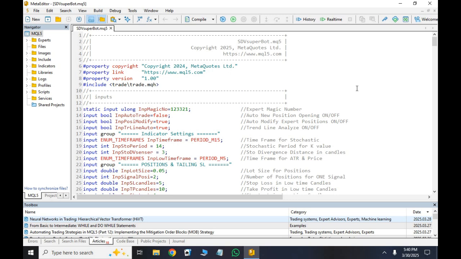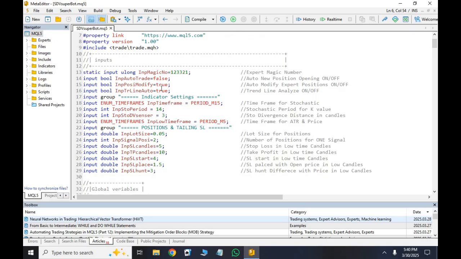I call this the SDV superbot. I named it SDV superbot, and it includes trade.mqh support. These are the inputs we want: the magic number, an auto trade true/false bool variable, a position modify true/false bool variable, and a trend line support true/false bool variable.